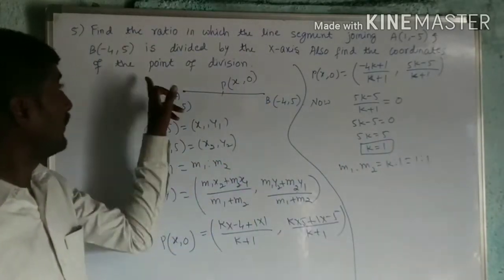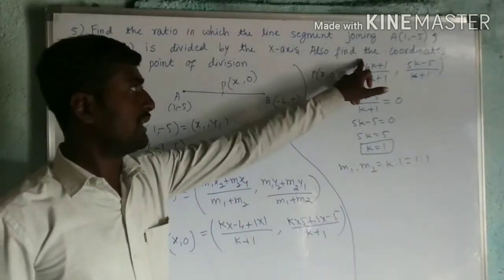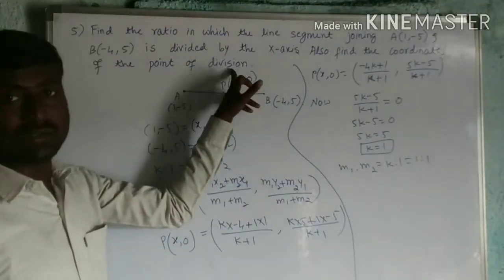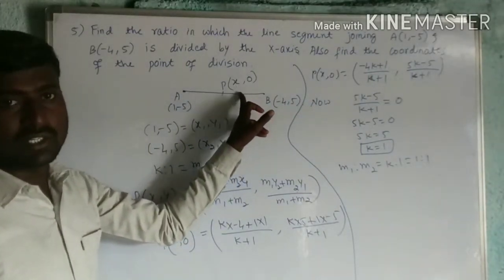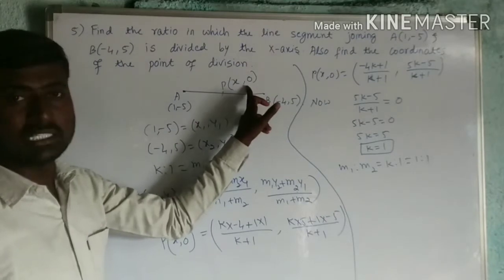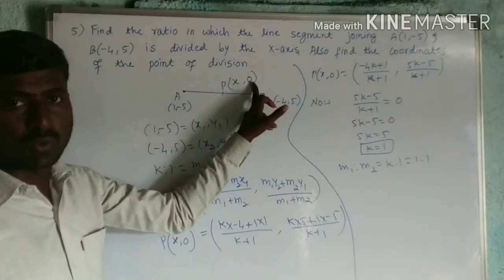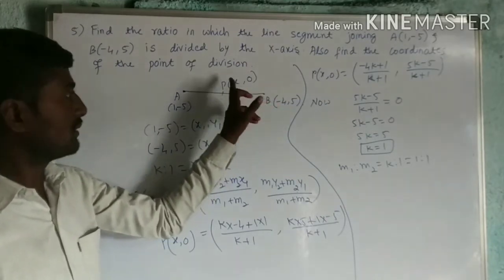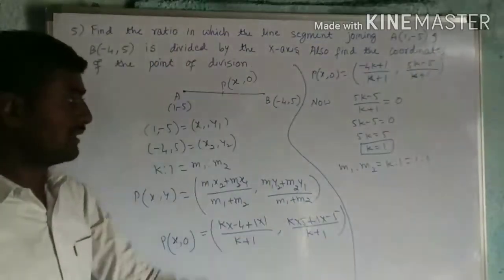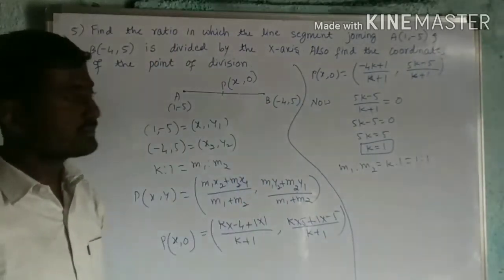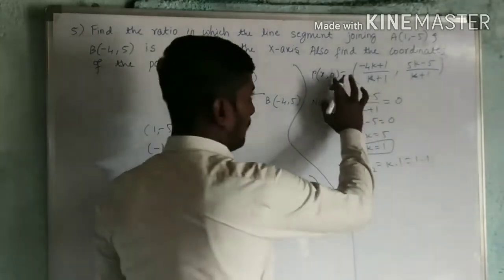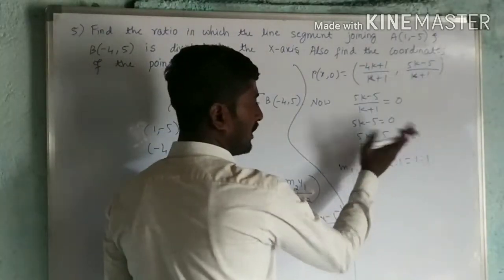Then also we have to find the coordinates of the point of division. So this is the point of division, we have to find the coordinates of this point. Already we got the y coordinate, don't bother about it. Now we have to find the x coordinate. How can we find x? Again, by taking the second element we got the value of k.